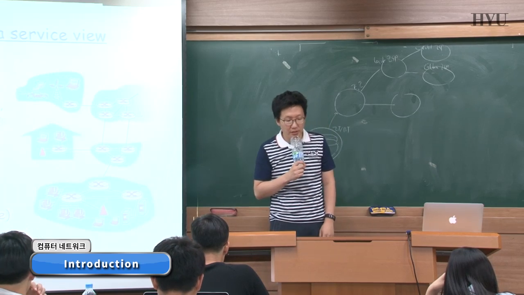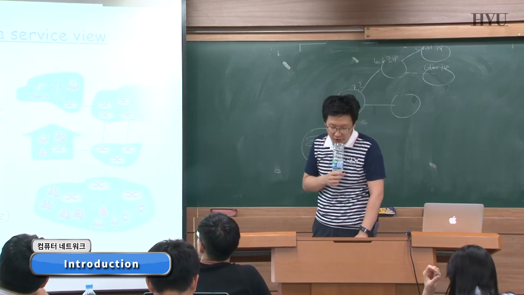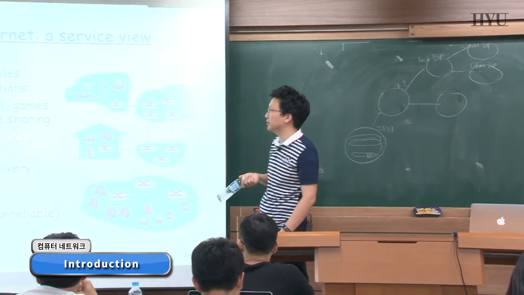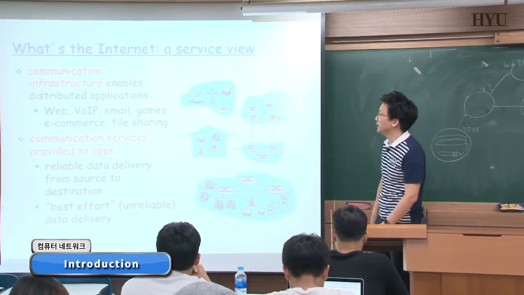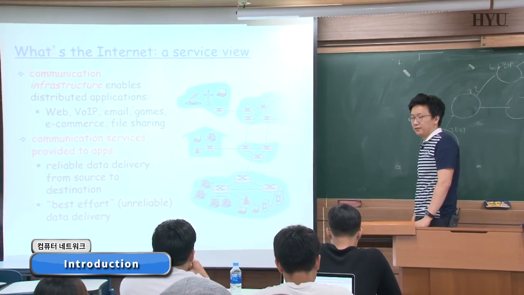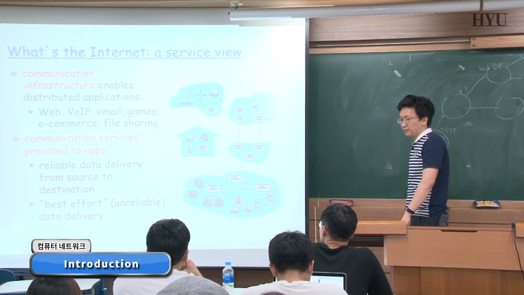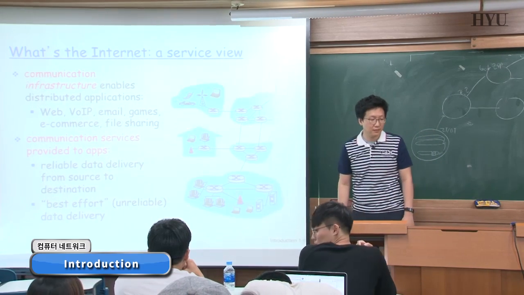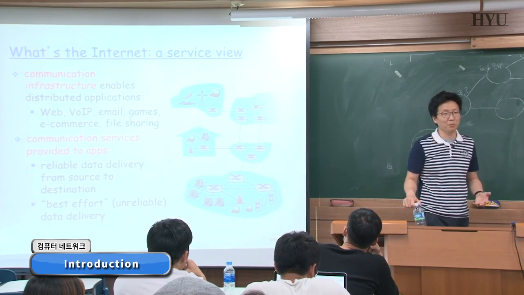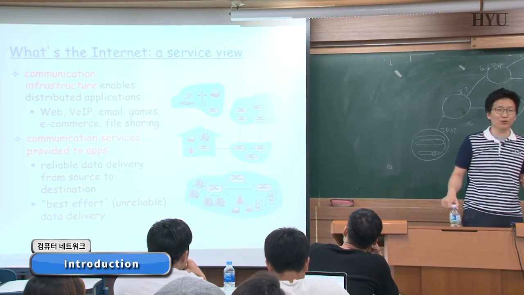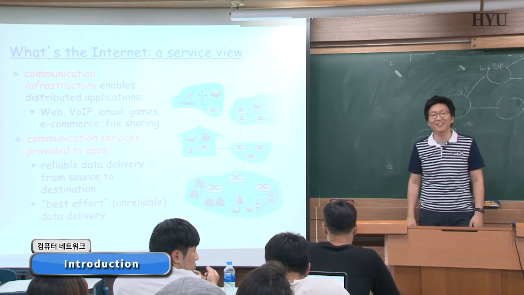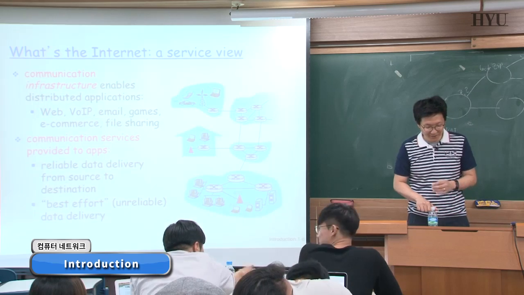Service view. Communication infrastructure enables distributed applications: web, voice over IP, email. I'm sure you guys know this by now. File sharing, BitTorrent. Those of you on exchange in this country, they block certain BitTorrent files, so be aware. You might see a police webpage turning up if you try to access some illegal website from this country. So be aware of that.